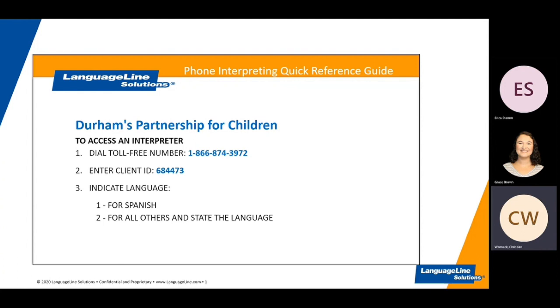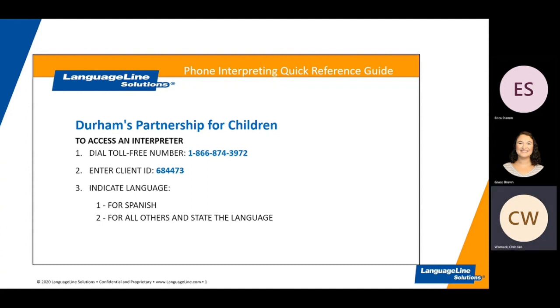But if you needed a language other than Spanish, you'd press 2 and then just clearly state the name of the language. So perhaps you need Arabic or Cantonese or Mandarin or Tagalog or any number of other growing languages in the US. And so in that case, you would just say Tagalog, and then within a few seconds, you'd be connected to an interpreter.